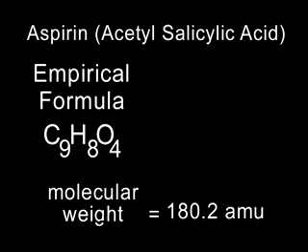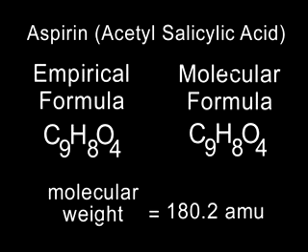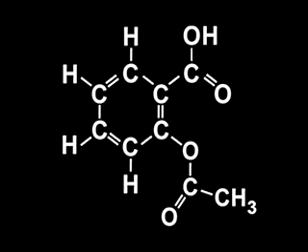C9H8O4. Measurements show that the aspirin molecule has a molecular mass of 180 atomic mass units. This mass corresponds to the formula C9H8O4. Thus, the empirical formula is also the molecular formula. Experiments reveal that the atoms of the aspirin molecule are connected as shown in the Lewis structure.